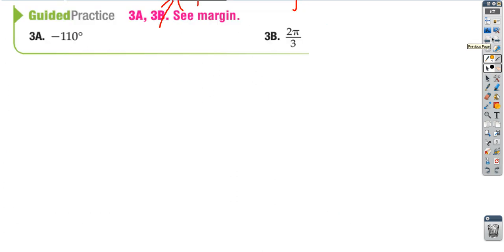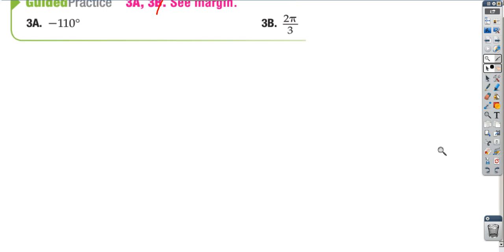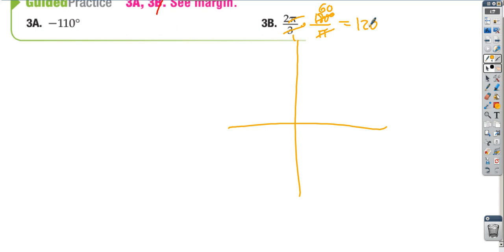All right, let's do one more. We'll do 2 pi over 3. So again, if we change that to degrees, 3 goes into that 60 times, 2 times 60 is 120. So 120 is going to put us in the second quadrant. Here's 90, here's 120. And what's the angle here that takes us down to 180? It would be 180 minus 120, which is a 60-degree reference angle.